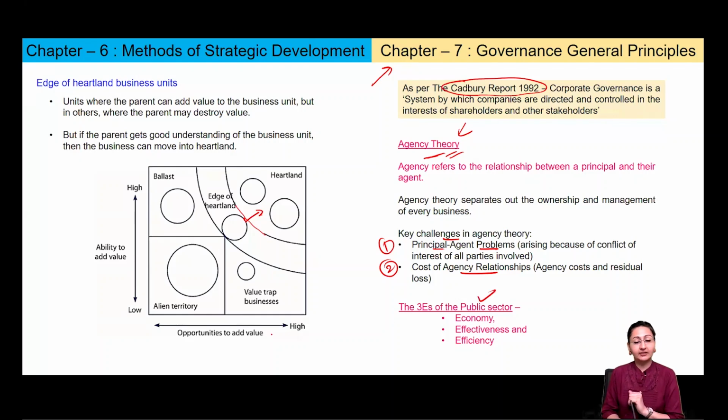Now the public sector, the moment you get to know about a public sector entity, 3 E's come into picture. Economy, how economically you are using the resources. Are you buying the costliest material or you are buying the best quality material at the lowest possible rate?